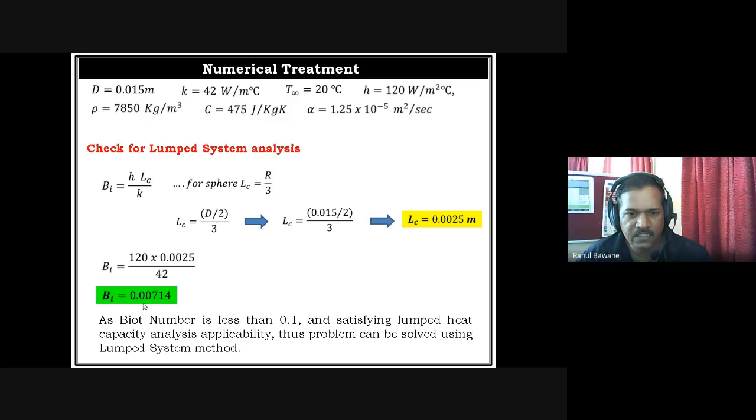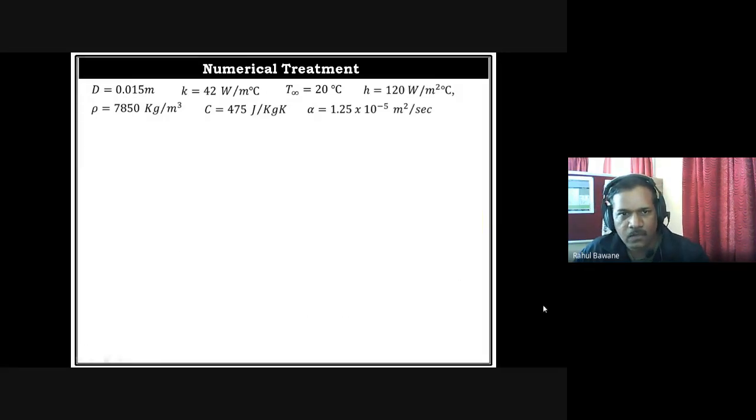If this condition is not satisfied, then we have to go for other methods, which we learn in unit 1 and 2. If you are going for lump heat analysis, we must prove this basic criterion. It is proven here, that is, the Biot number is less than 0.1, so we will go for lump heat capacity analysis. So the first step is to check the Biot number.